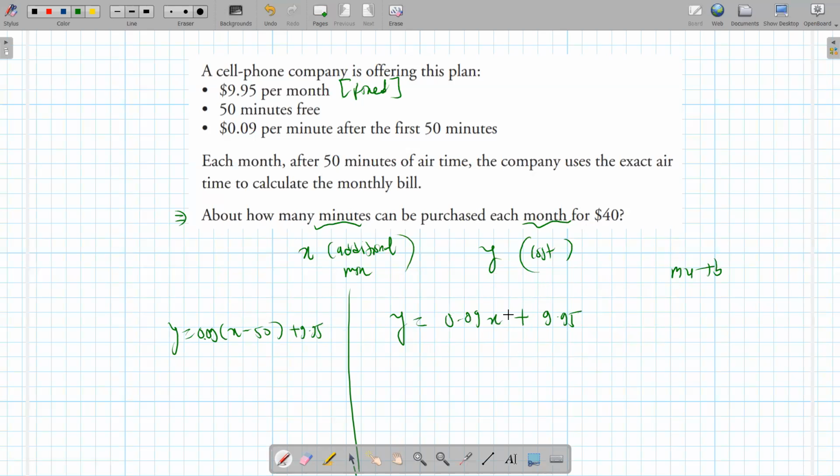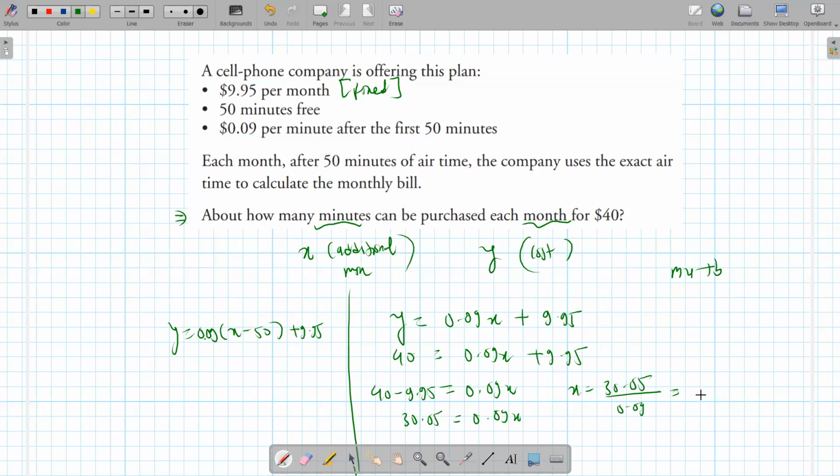All right, so we have 40 bucks to spend, right? How do we solve this equation? We have to subtract 9.95 from 40 and 9.95 from 9.95. So we have 0.09x. Okay, this is what we have so far. 40 minus 9.95, mental maths, that's 30.05 equals 0.09x. And then x equals 30.05 divided by 0.09. So what do we get as the answer?